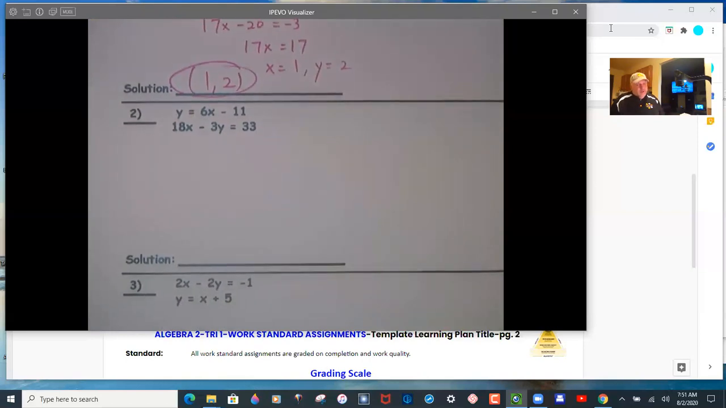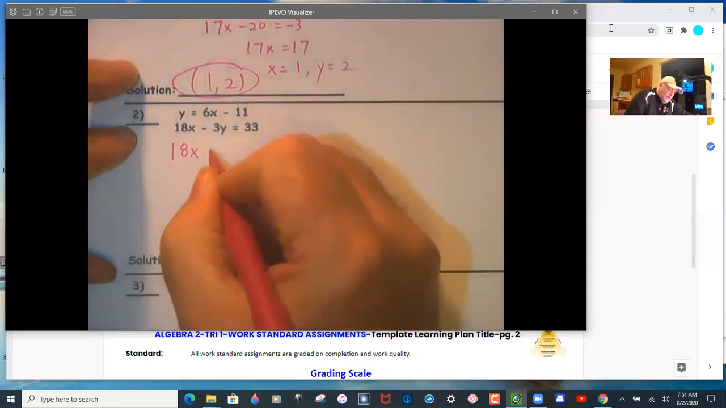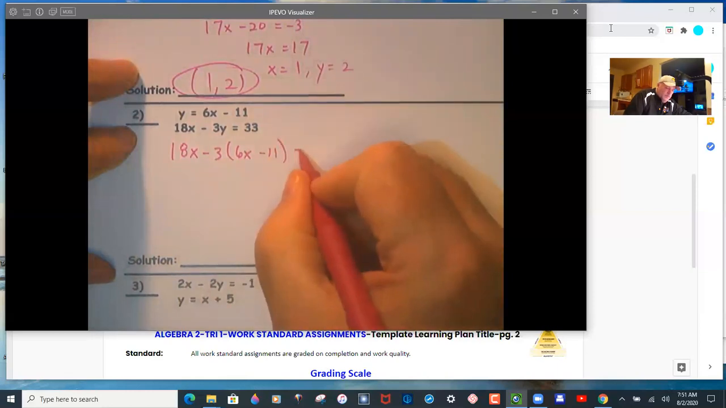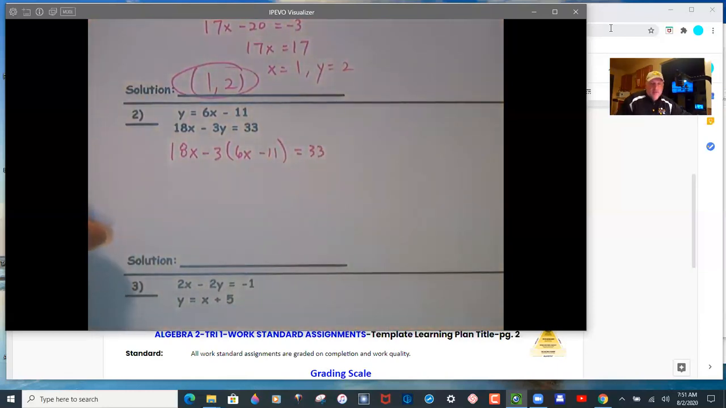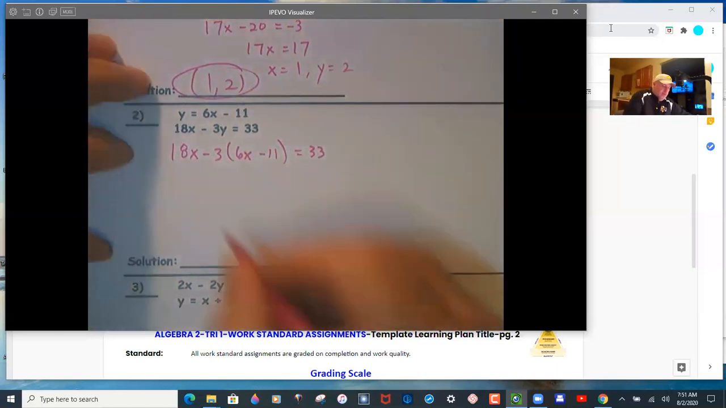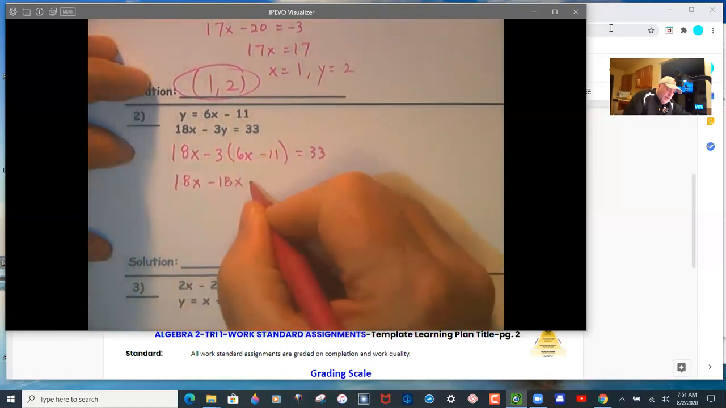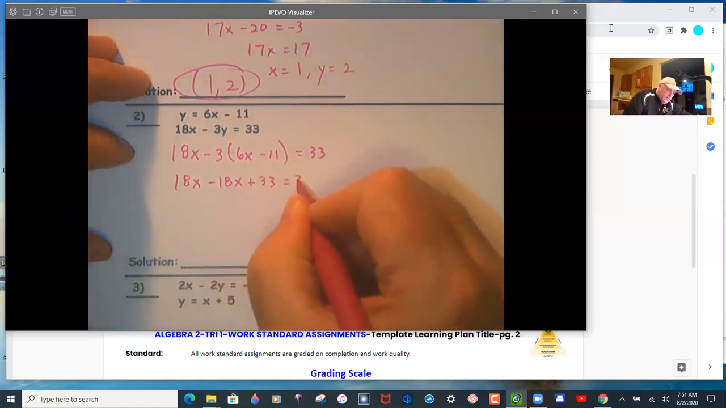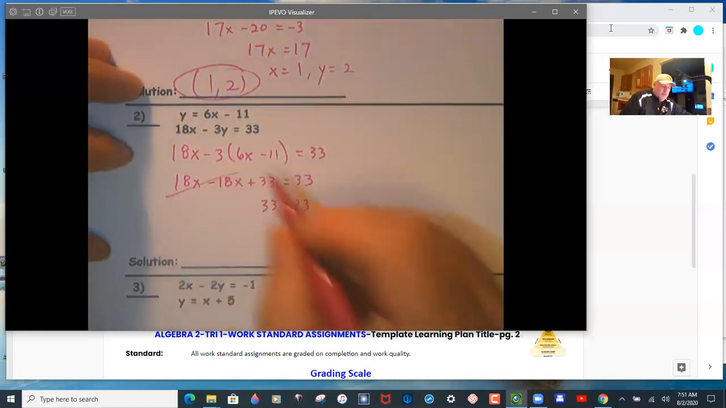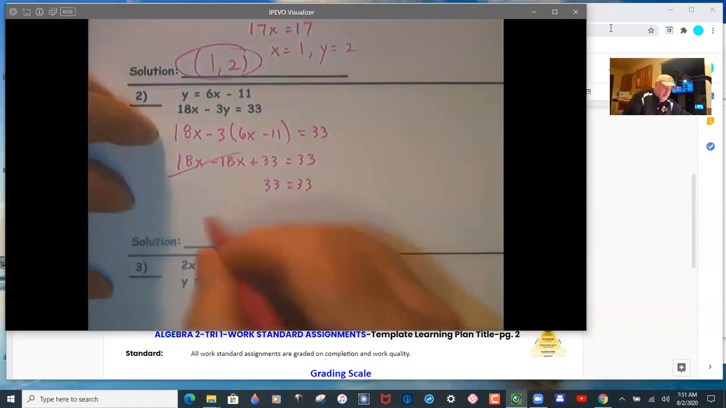Okay, the giveaway for substitution is one of the variables is solved for in one of the equations. So 18x minus 3 times 6x minus 11. Everything else stays the same. You just throw the y out in the second equation and you put 6x minus 11. And then you work this through. This probably would not be, it's probably easier to do this by hand than use the app because the systems are all mixed around.